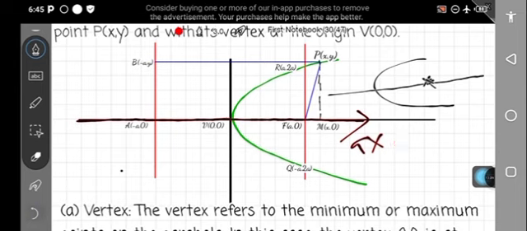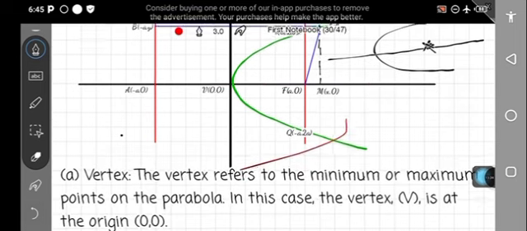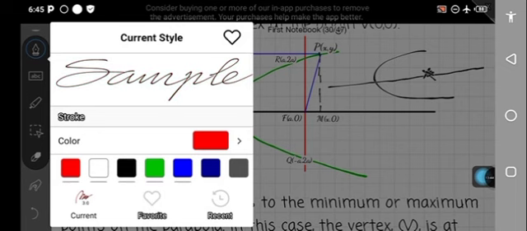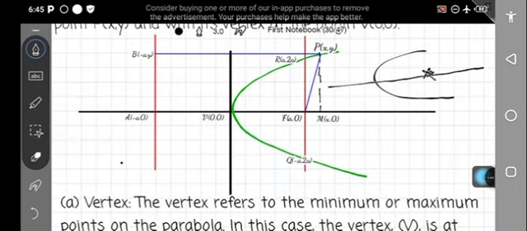Let's erase this. So the axis of symmetry in this case is just our x-axis. And the focus is always on the axis of symmetry, like this. The focus is here, on the axis of symmetry. The axis of symmetry here is the x-axis, as I've said earlier.